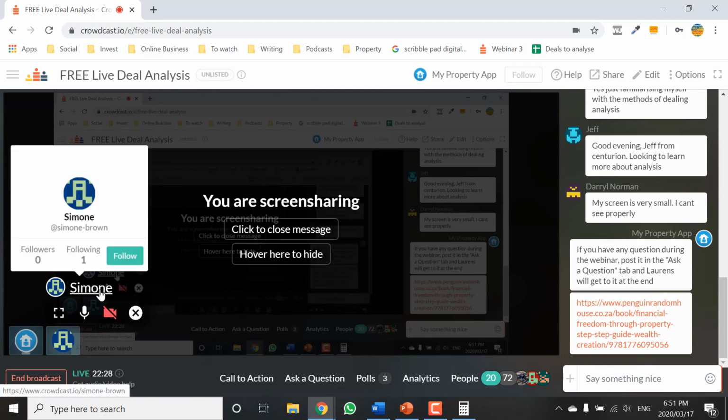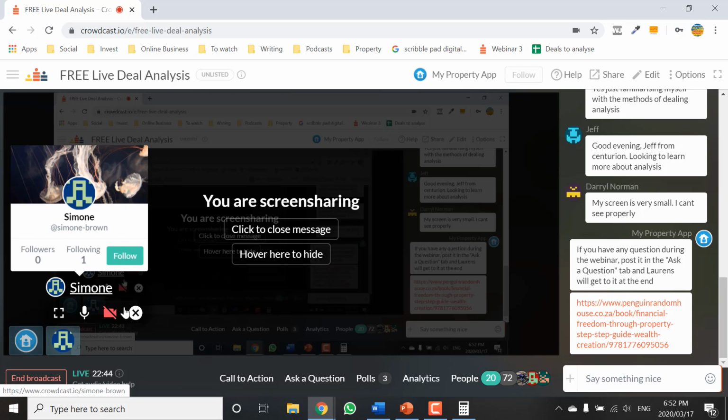Look, it's got potential legs, but you need to increase either the rental or decrease the purchase price. If the owner's not willing to accept, I would say 1.5 is what you need to be going in with. Then it's a fantastic deal. Anything above that, rather move on to the next one, because it's just not worth it.